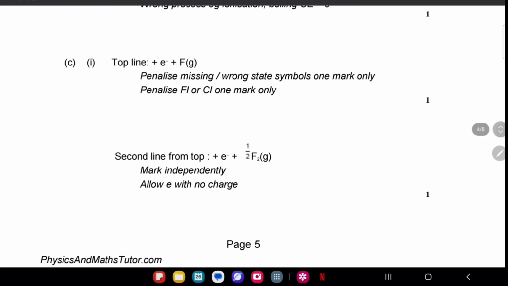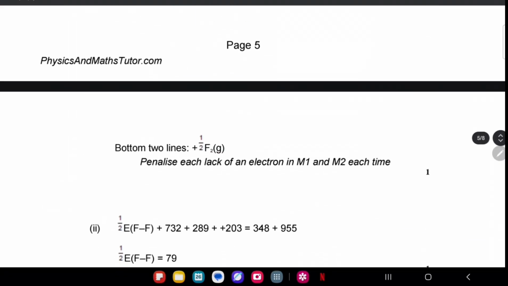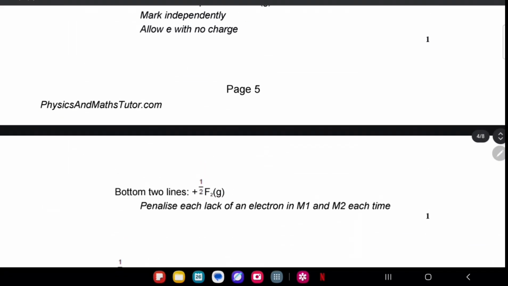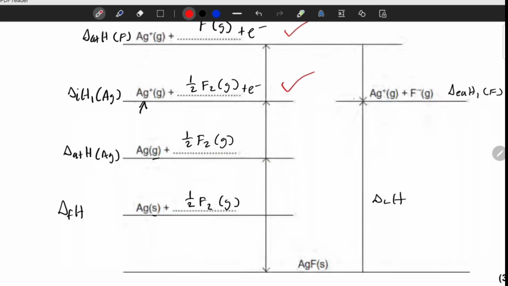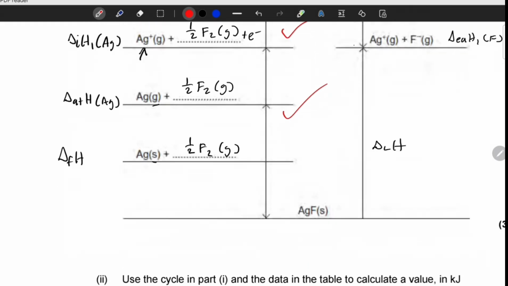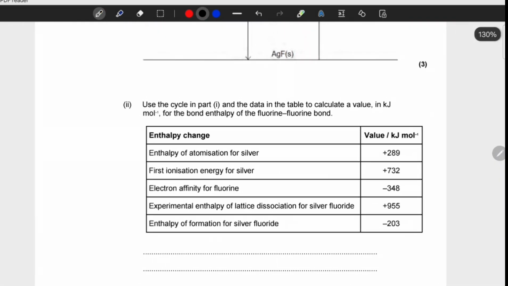So you're gonna get a mark for the top line being this equation. And you're going to get another mark for the second line being that equation, and then you're going to get another mark for just the bottom 2 lines. So you're going to get a mark for this, a mark for this, and just a mark for both of these. Okay, the next part is use the cycle to calculate the bond enthalpy of the fluorine-fluorine bond.